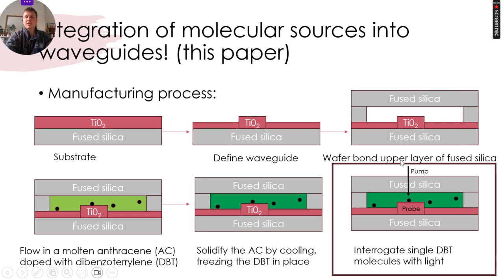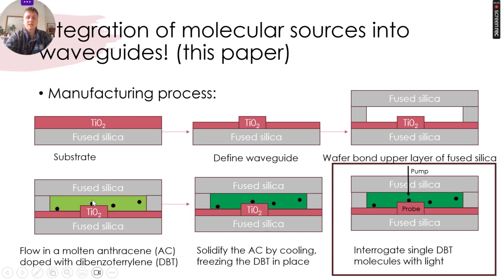Then they pump light into this DBT molecule from above with a strong pump laser. So if the waveguide is going that way, they fire down onto it. They also send a probe light through the waveguide, putting it in through a grating coupler at one side, and it comes out of the grating coupler on the other side. So the pump light comes from above, and the probe light propagates through the waveguide that we've defined in our TiO2 material.